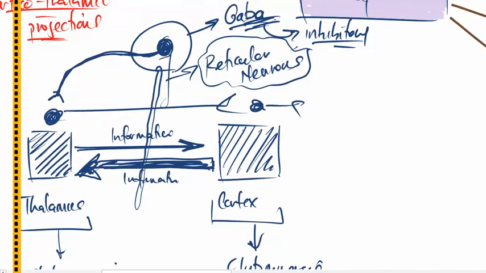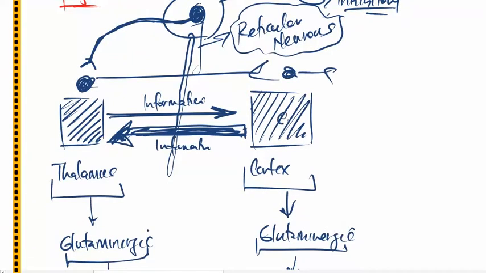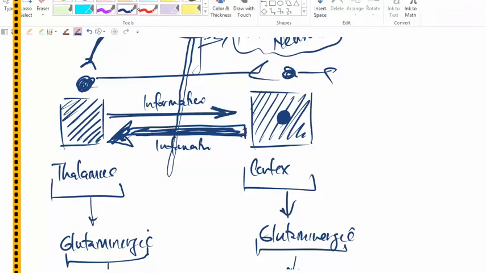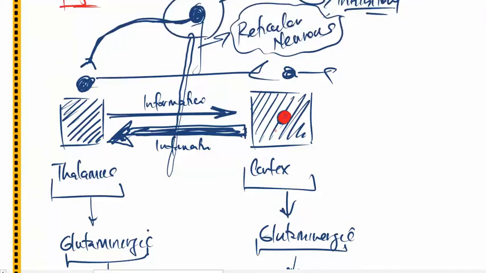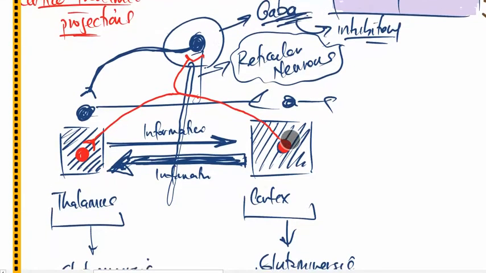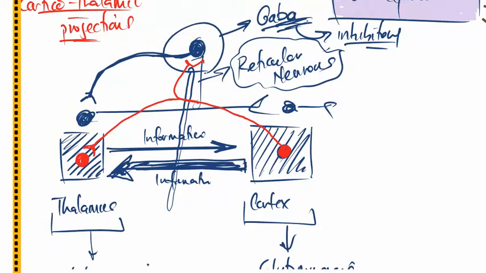Okay, so maybe the way to get you to see this: let's suppose there's a neuron here in the cortex, and this neuron is trying to synapse with a neuron in the thalamus. So let's say it sends off an axon, and this axon reaches this neuron, but at the same time it reaches this reticular neuron.